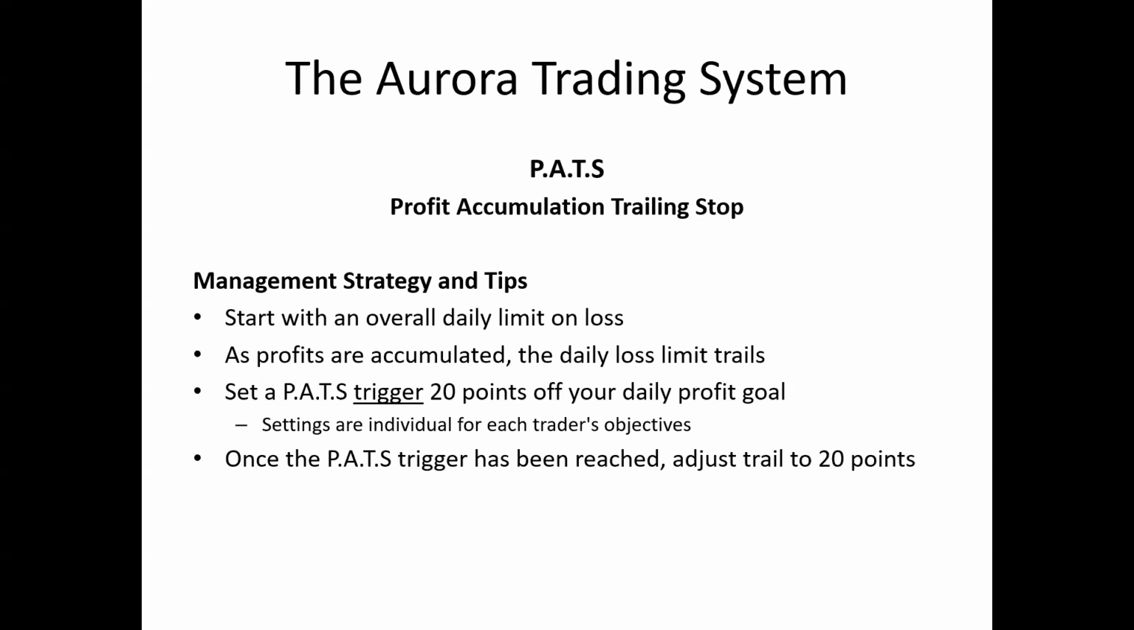What I would use PATS for is to set a trigger at 100 points. If I've achieved 100 points of profit, which is 20 points off of my daily profit goal, then I'm going to adjust my PATS trailing stop from 85 points to 20 points. So let me say this just a little differently, and then I'm going to go right into an example here.